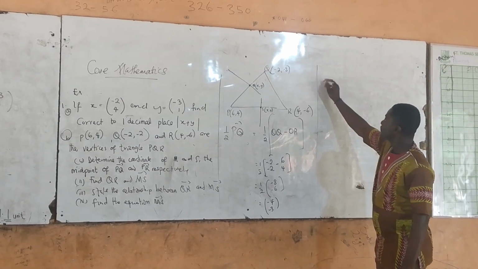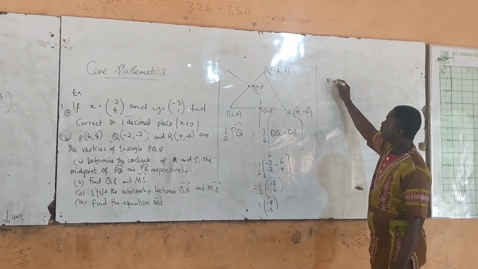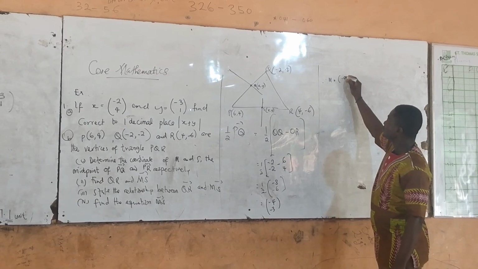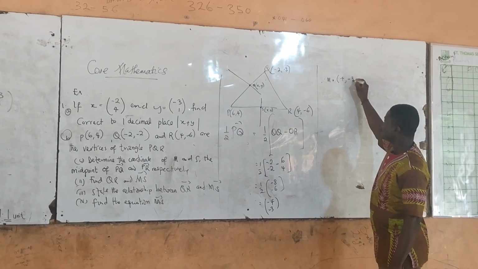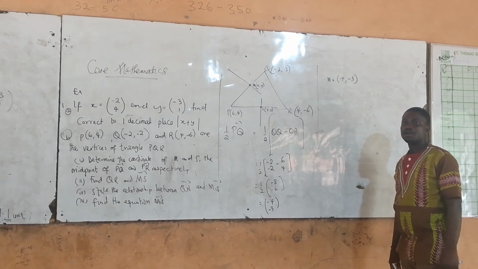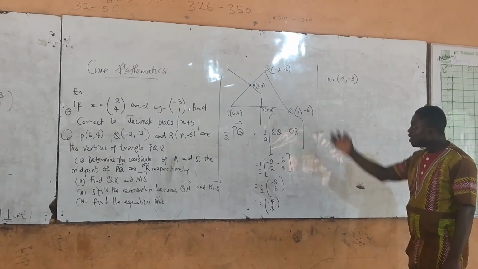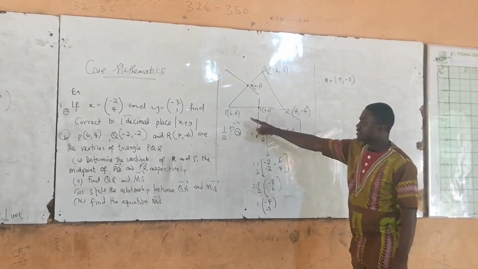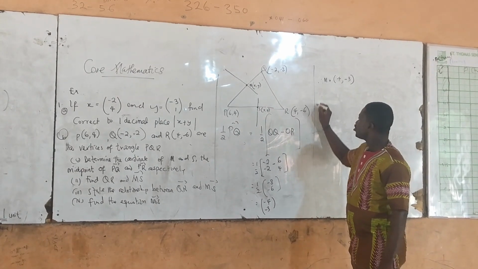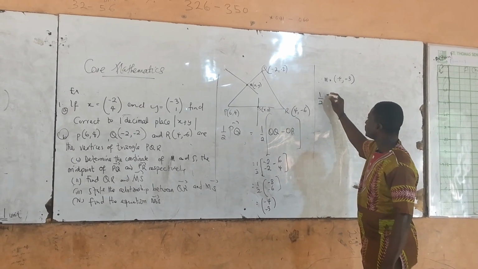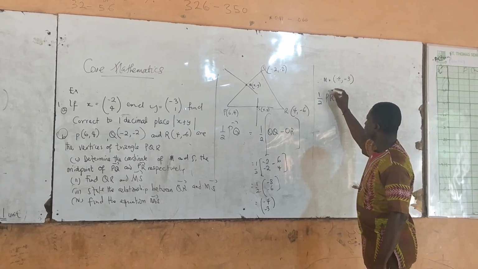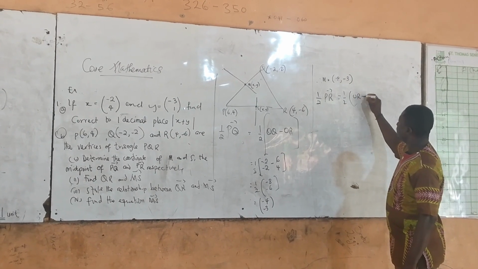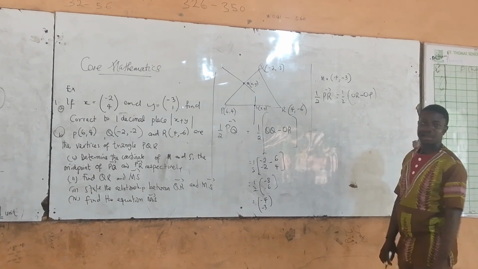Therefore, midpoint M is given by the point (-4, -3). Are you with me now? Now we are also going to find the midpoint S, and the midpoint is between P and R. So half of PR is going to be half of OR minus OP. Are you with me?